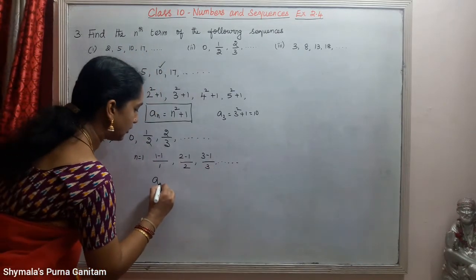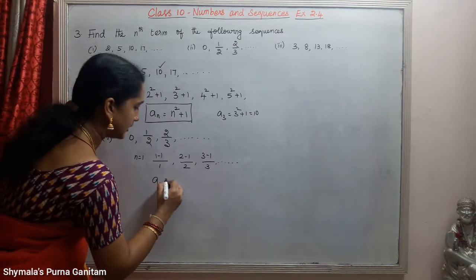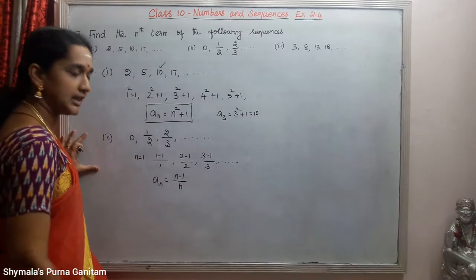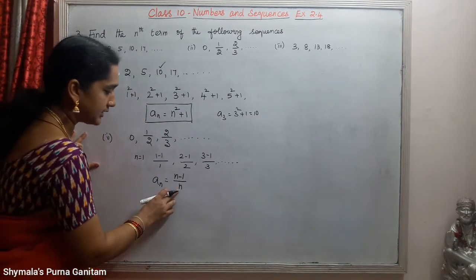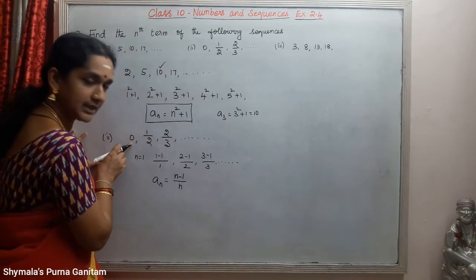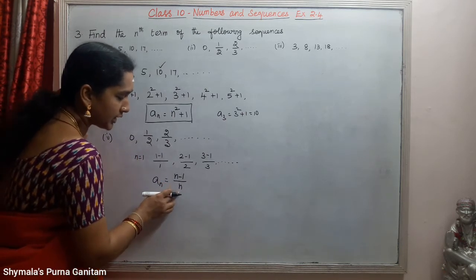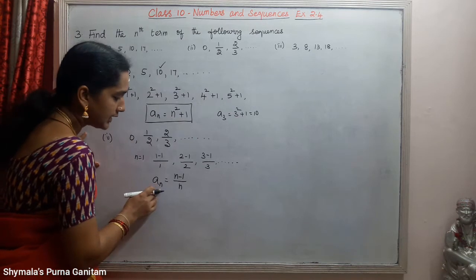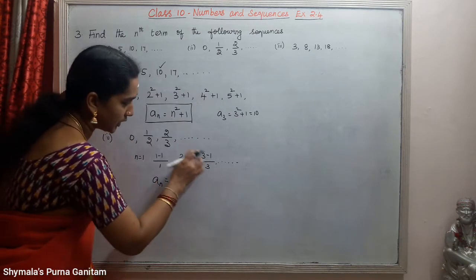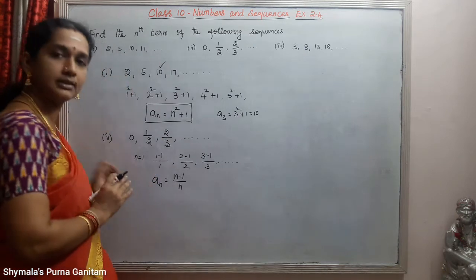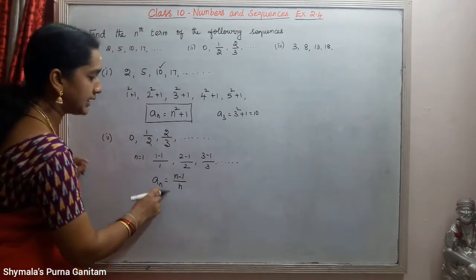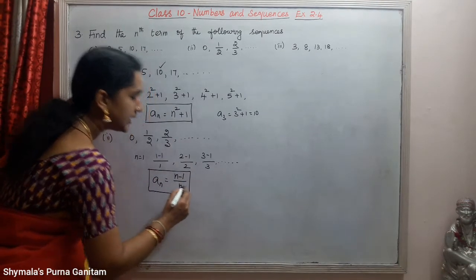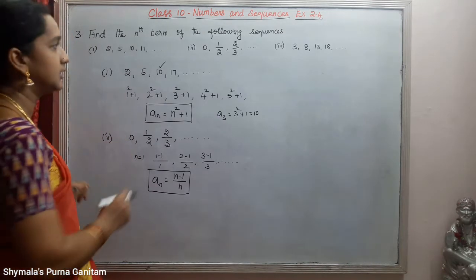So the general form of the sequence is an is equal to n minus 1 by n. So n is equal to 1, 1 minus 1, 0. The first term is 0. If n is equal to 2, the denominator will be 2, 2 minus 1, 1, so 1 by 2. That is the second term. If you are substituting n is equal to 3, 3 minus 1, 2, we will get 2 by 3. Okay, clear? So an is equal to n minus 1 by n. This is the nth term of the given sequence.